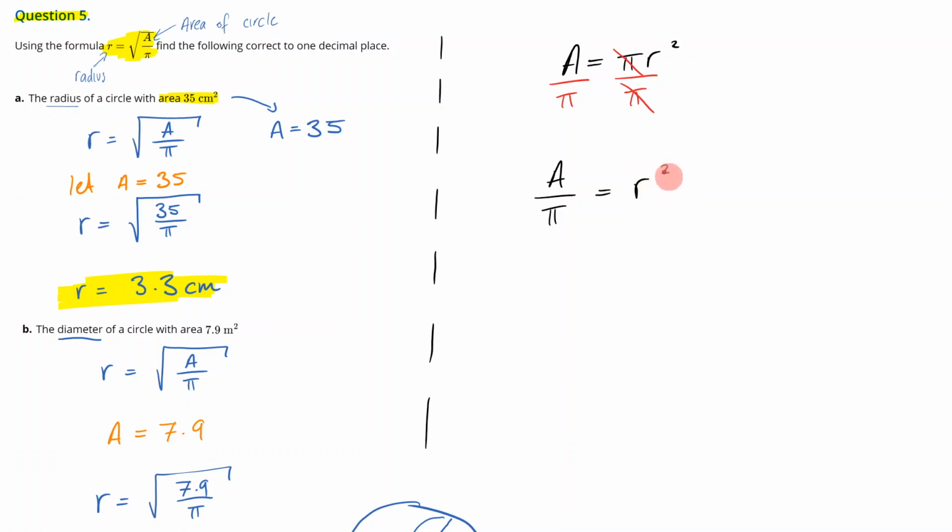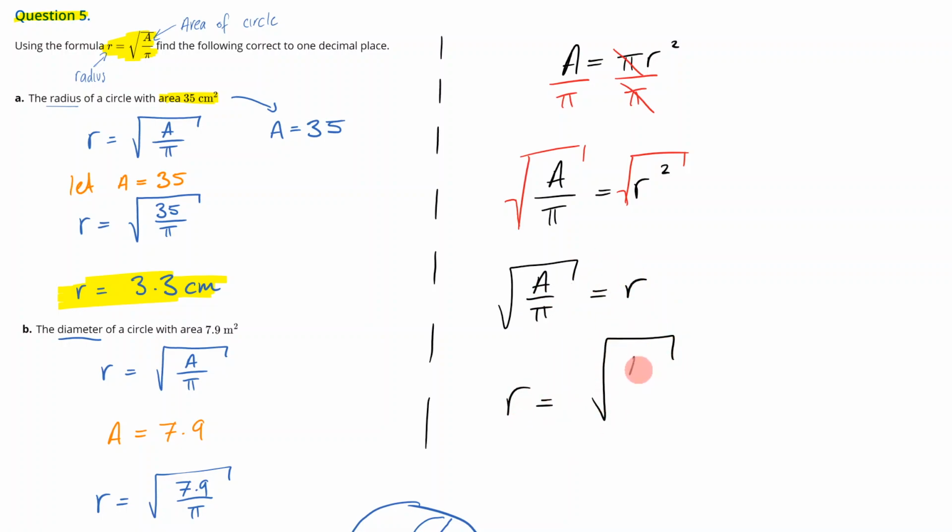We're going to do the opposite of squaring to get rid of this squared here. And to do that, you'd have to square root both sides, because that is the opposite of squaring, to square root something. So I'm going to do that. And then once I've done that, what I'm going to be left with here is the square root of a on pi is equal to r. And of course, I can just rearrange this now. R is equal to the square root of a on pi. It's the same thing. I'll just put this on the other side.